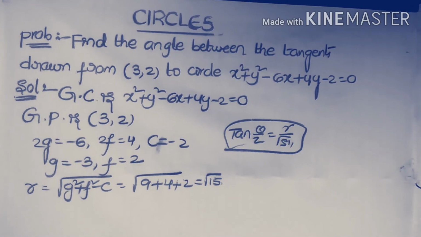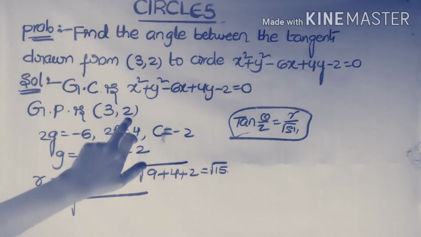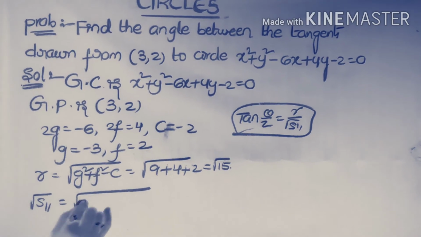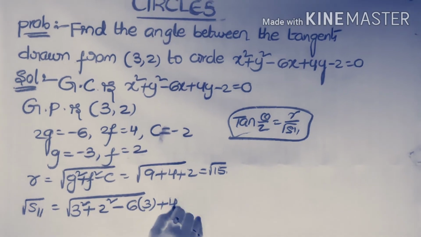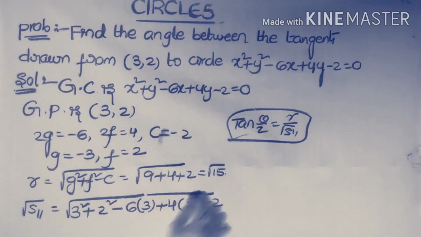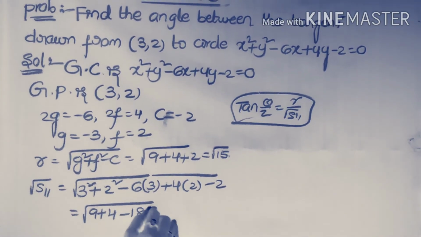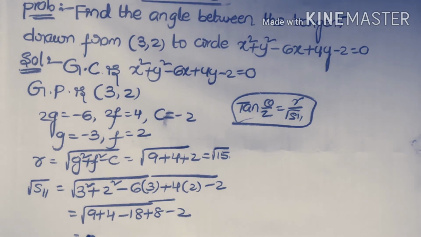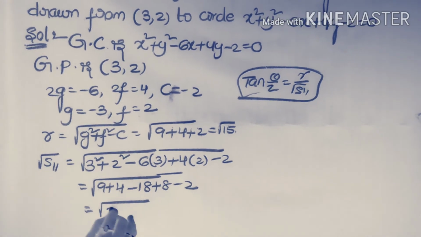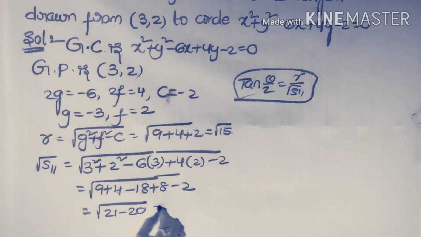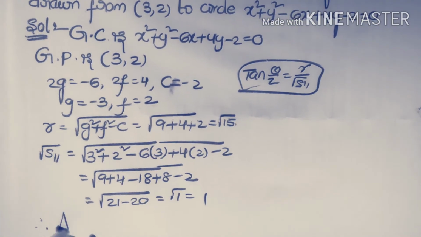This is the radius value. Next, root S11 is equal to... root S11 means we substitute the point (3, 2) in the given circle equation. That is 3 square plus 2 square minus 6 into 3 plus 4 into 2 minus 2. And this is equal to 9 plus 4 minus 18 plus 8 minus 2. That is 13 plus 8, 21 minus 20, which is equal to 1. Therefore root S11 equals 1.